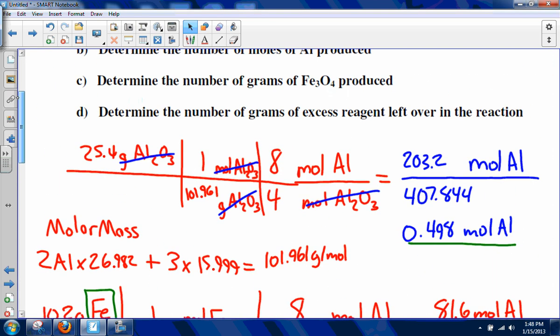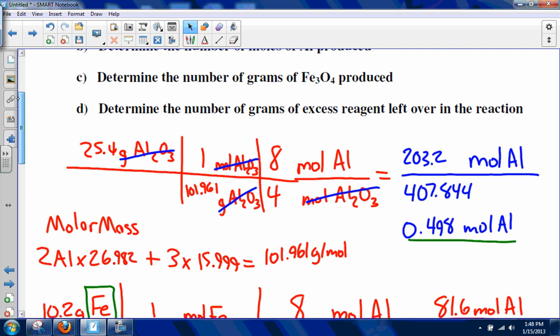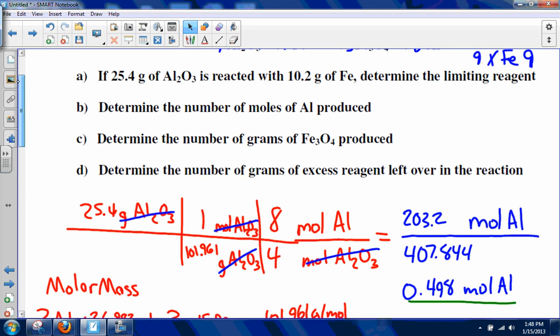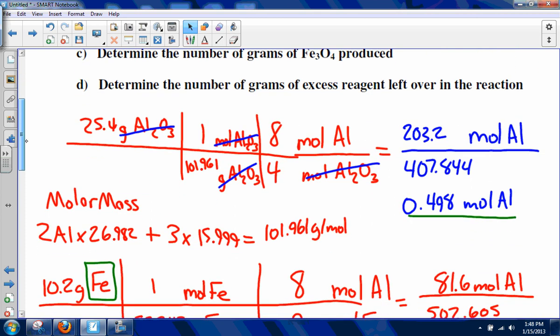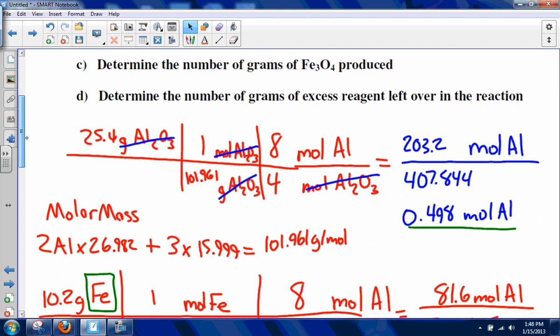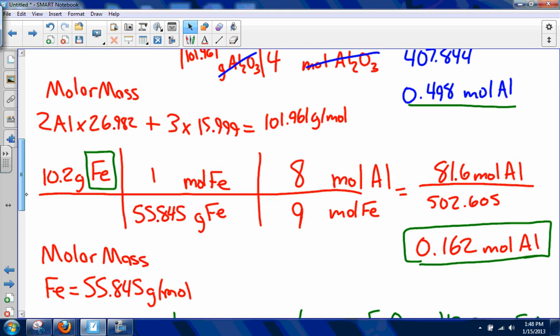And we move on to letter D. Determine the number of grams of excess reagent left over in the reaction. So which one of our reactants was excess? The aluminum oxide, because we had too much left over, right? So we're going to be going to grams of aluminum oxide.